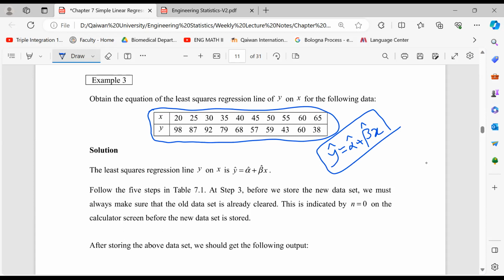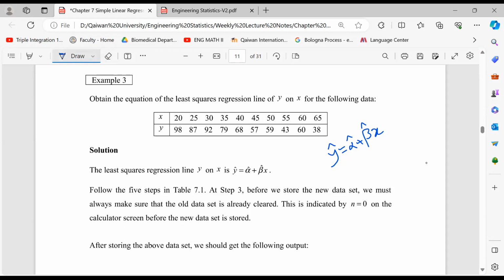In this equation, we need to find both alpha hat and beta hat. That's enough. If you just find these and then plug them into the equation, you get the result. You get this equation. It's only asking for finding this equation. Let's see how to find this equation.